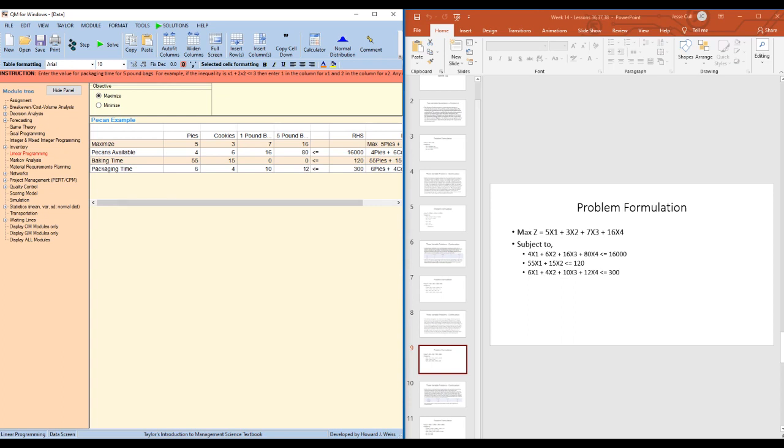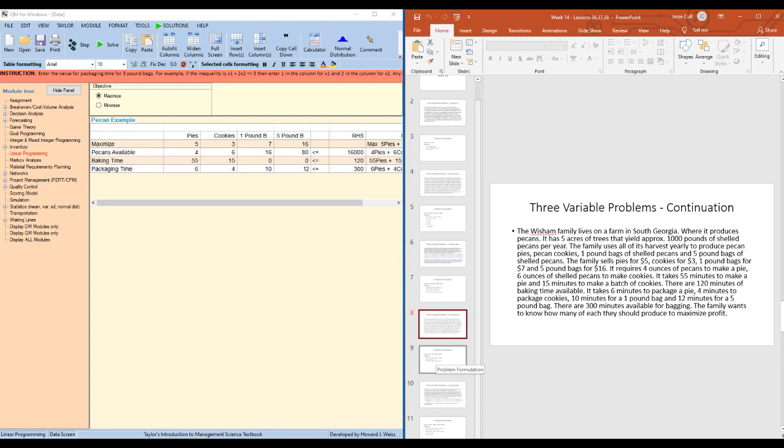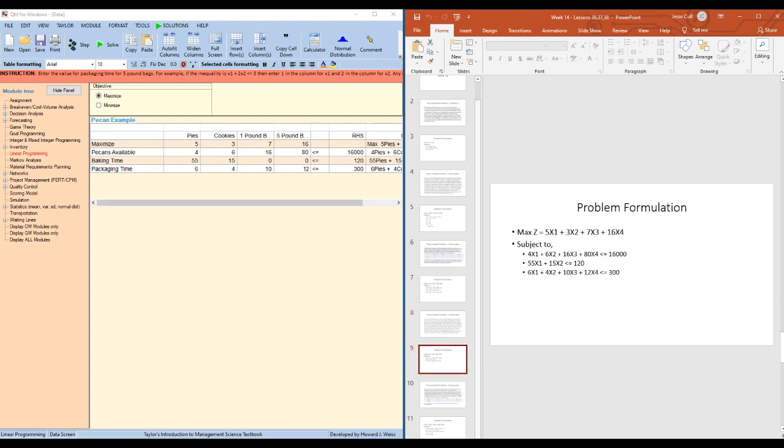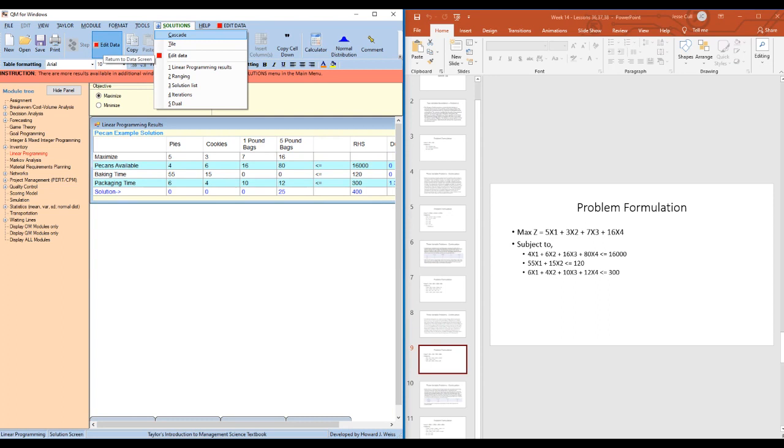So this is a complete problem. It was relatively easy. We took what looked to be a complex problem here, and very simply, once we align it in the correct problem formulation, it's very easy to put into QM. We hit solve, and we see, very simply, we should not produce anything but 5-pound bags. The reason, most likely, is because they generate the most income and they require the least amount of resources per item. So very simply, we want to produce 5-pound bags. If we do that, we'll generate a profit of $400 by producing 25 5-pound bags.